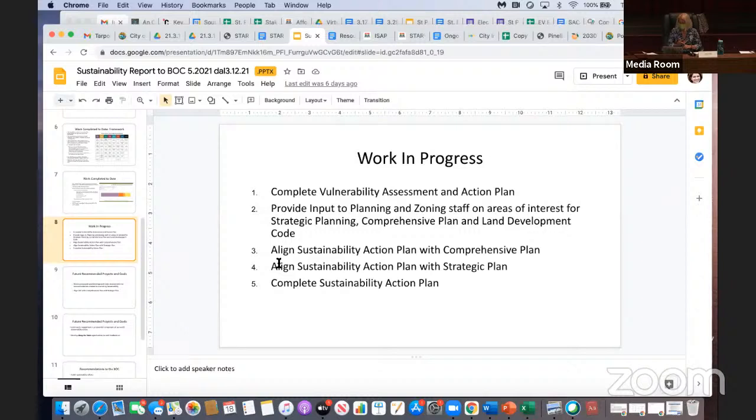So also providing input to planning and zoning, the way that we are going to now, we're giving feedback as we go at the end of the sustainability action plan as we are finished going through the different goal areas in the framework. And then this is where you're asking, Paul, about aligning the sustainability action plan with the comp plan, with the strategic plan, and completing our action plan.